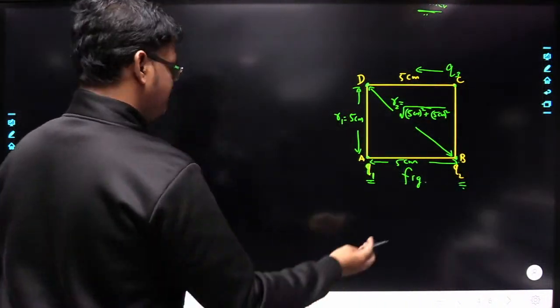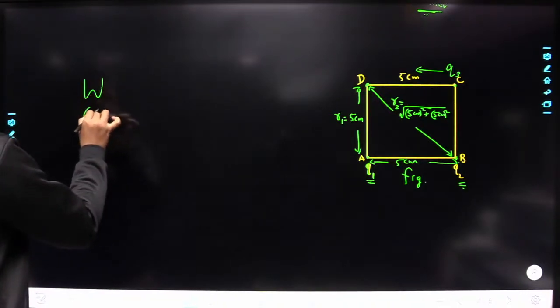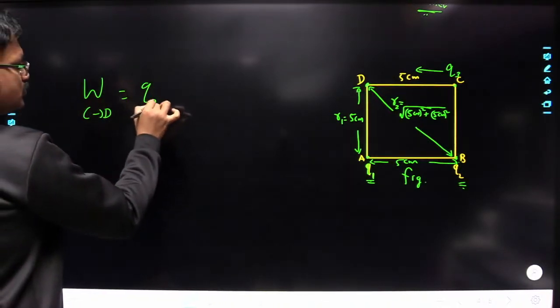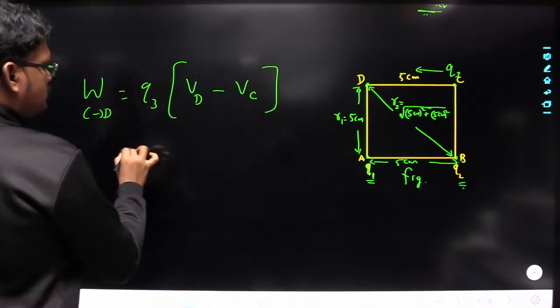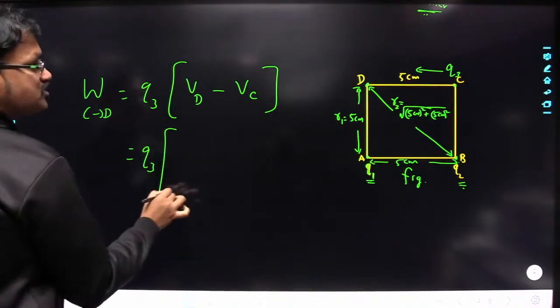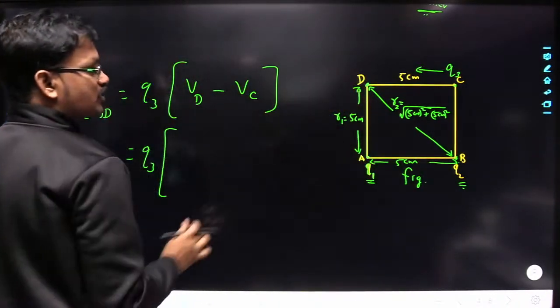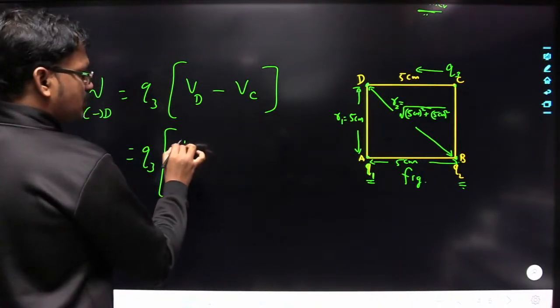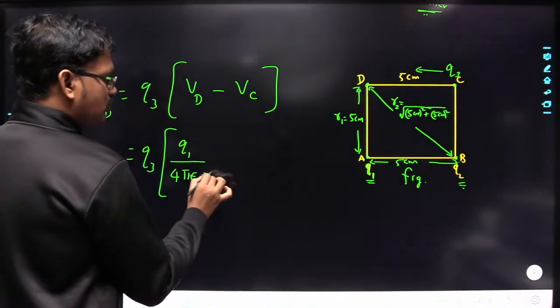Now do it here. So work done from C to D is equal to Q3 into Vd minus Vc. Right. So Q3 into the potential at D here, the potential at D due to Q1 and Q2. So what is the potential at D due to Q1? It is nothing but Q1 by 4 pi epsilon naught into R1.